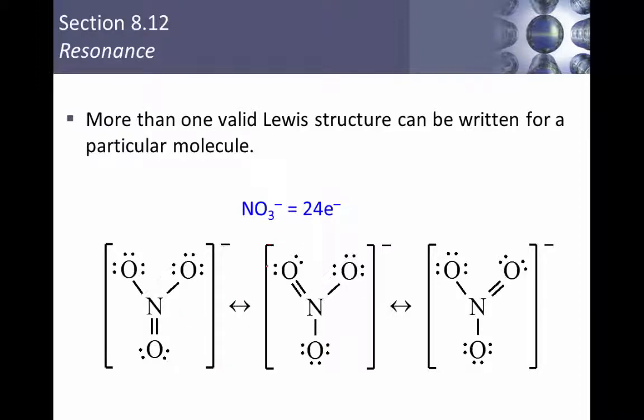And then notice it's an ion, see the brackets. They enclose the molecule, and then you put the charge on the outside. So this is one of the examples of resonance, and there are other structures that can also be drawn like this.